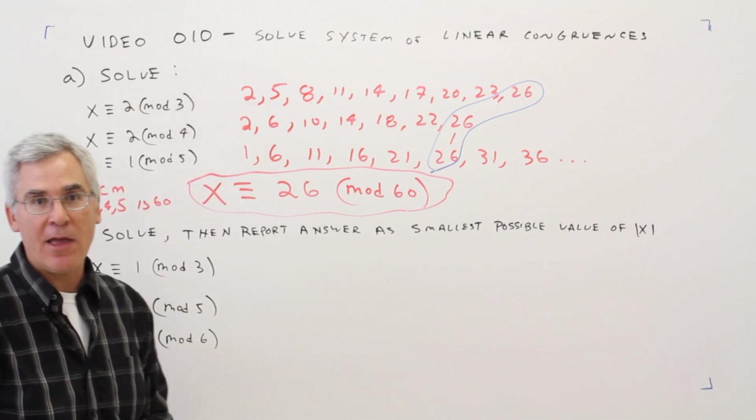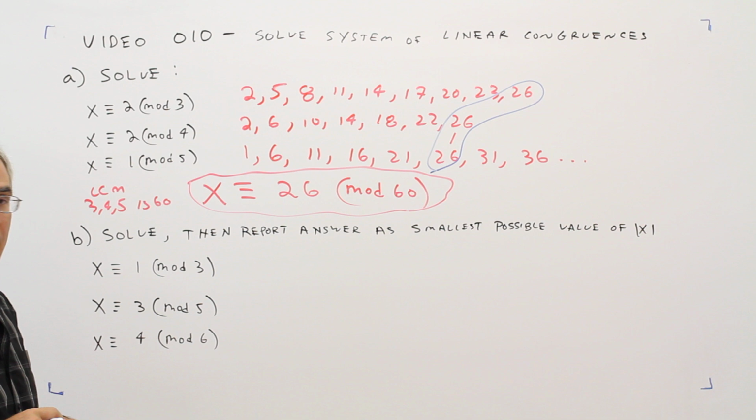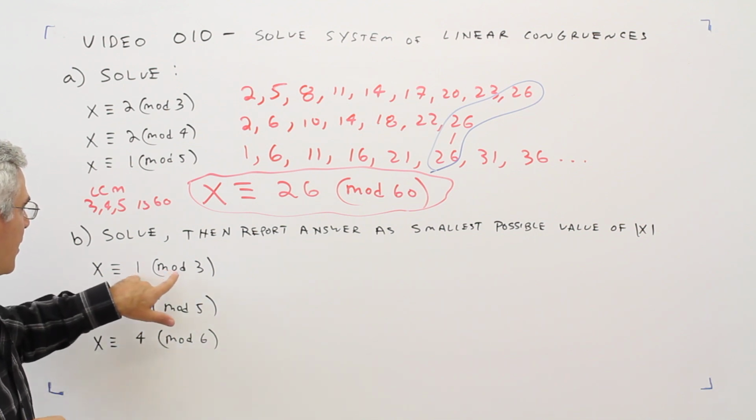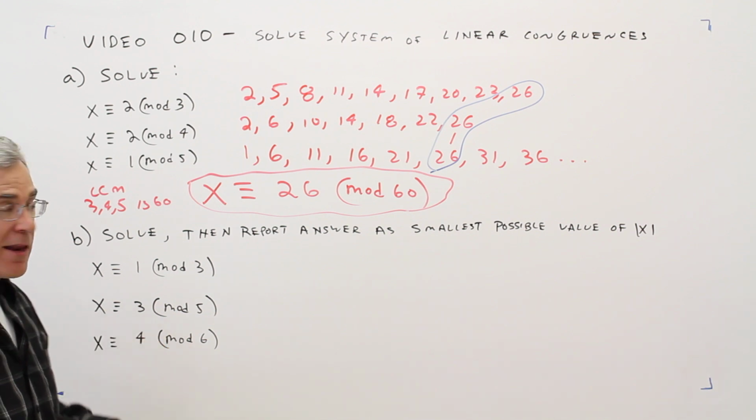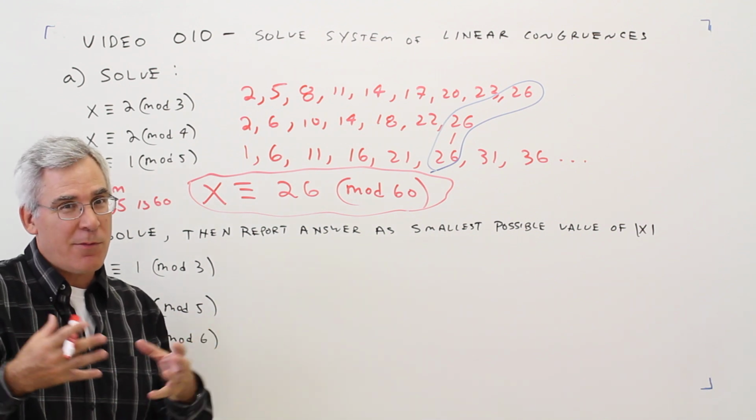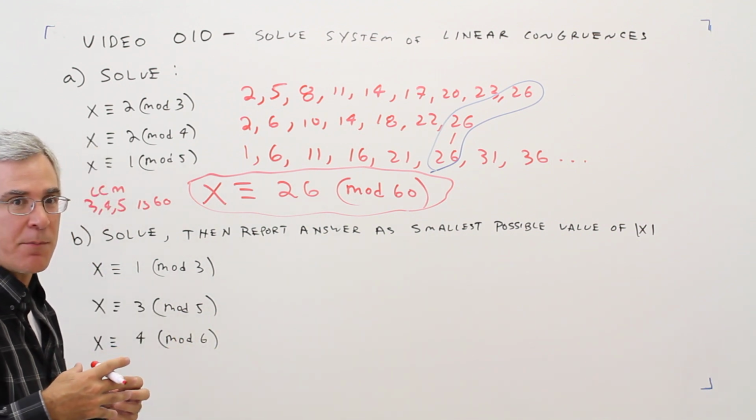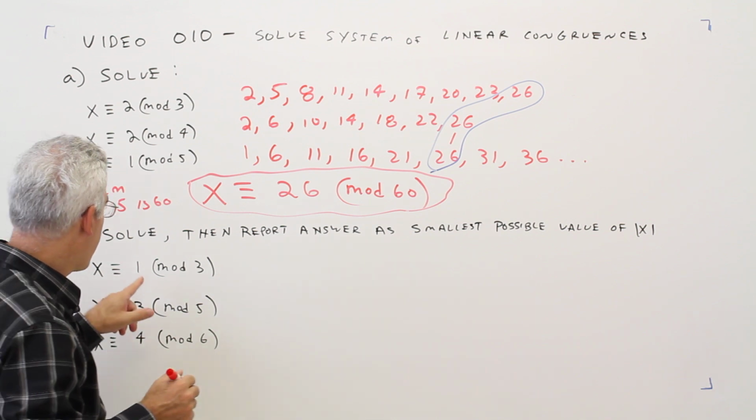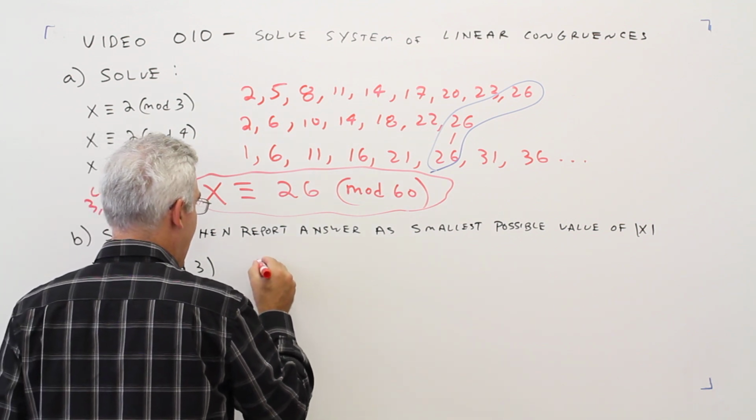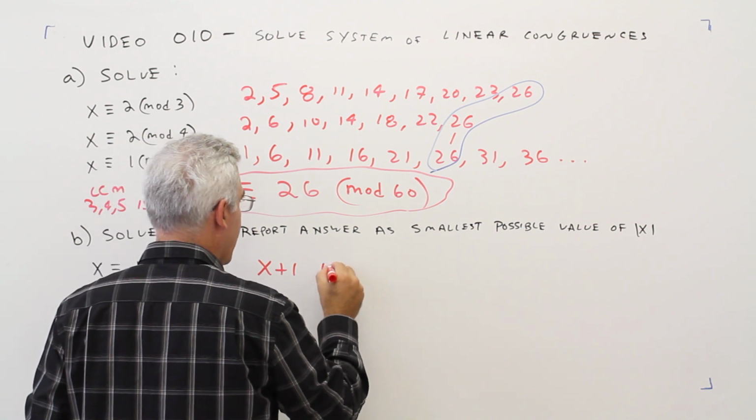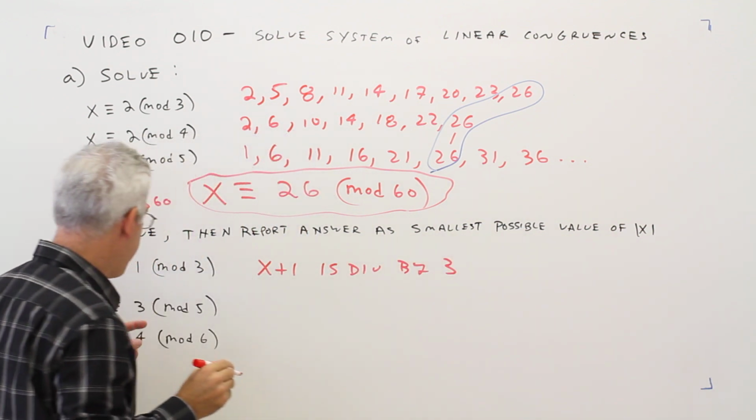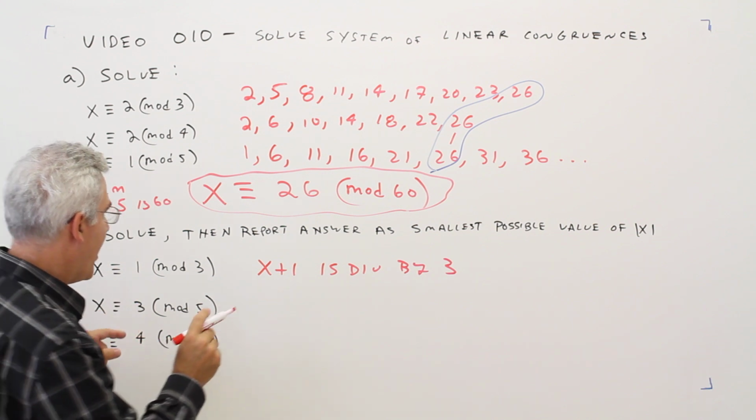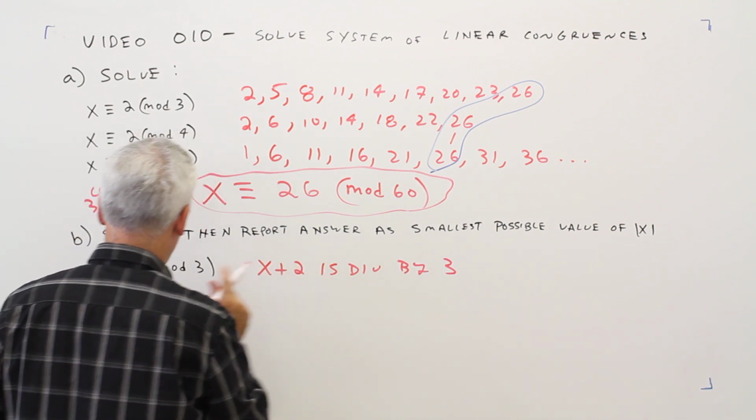I can do the same thing, but if you're smart, you can make an observation here. There's a difference of 2 here, a difference of 2 here, and a difference of 2 here. So I'm kind of dealing with the same quantity, if you will. So what this means is x plus 1 is divisible by 3. I'm sorry, x plus 2. Because it differs by 2.